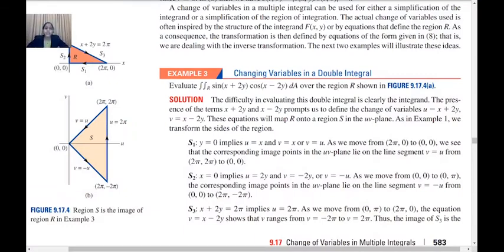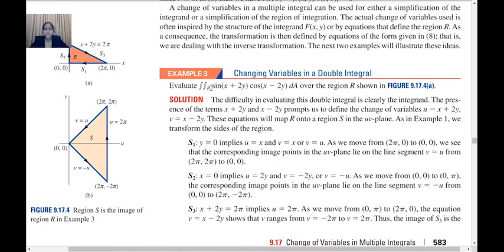Now we are asked to evaluate the double integral over R of sine(x plus 2y) cos(x minus 2y) dA over the region which is given in figure 9.17.4a. So this is the region R. Okay, so again we have to evaluate this, and first we will form the image of this region corresponding to the transformation. Now what will be the transformation here?